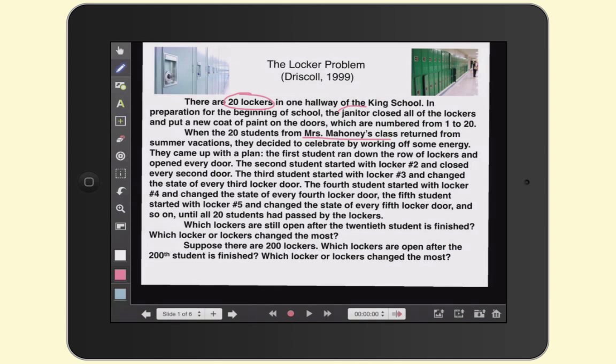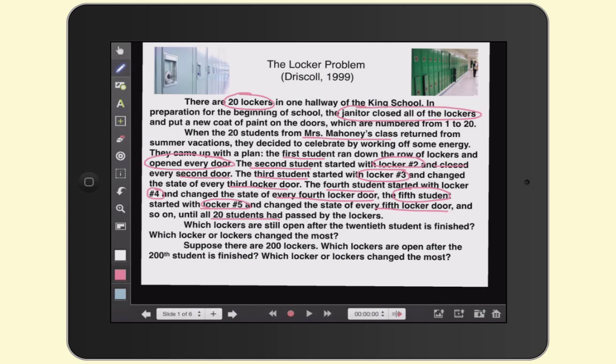The janitor had closed all the locker doors, and the plan was that the first student would run down and open every door. Then the second student would start with locker number 2 and close every second door. The third student started with locker number 3 and changed the state of every third door. The fourth student started with locker number 4 and changed the state of every fourth locker. The fifth student started with locker number 5, changed the state of every fifth locker, and so on until the 20th student had passed by all the lockers.